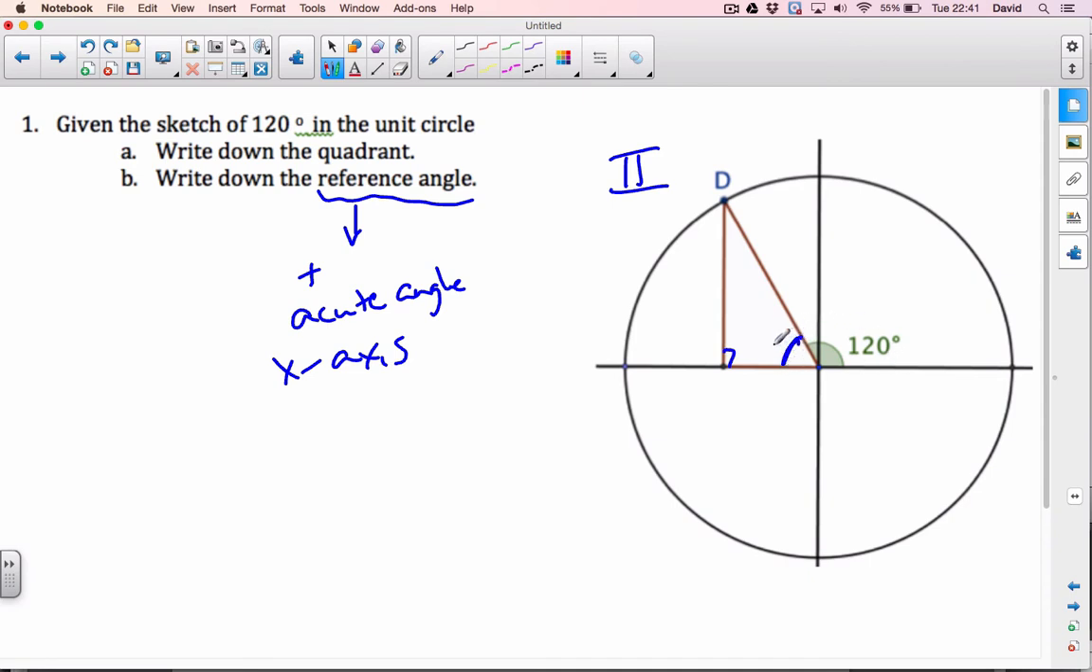I know the whole value is 180. And so if I subtract 120 from 180, 60 degrees is what the reference angle is. That's what the reference angle is. And that is a really, really important idea to get the reference angle.